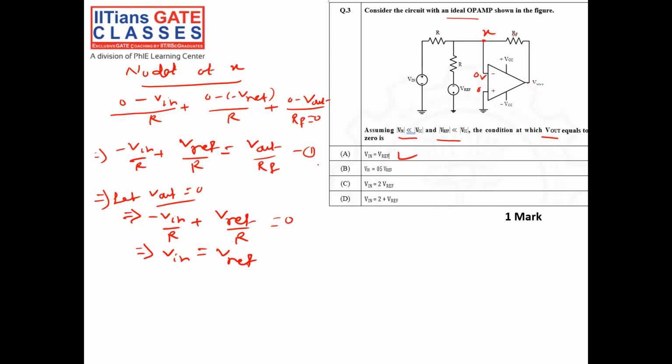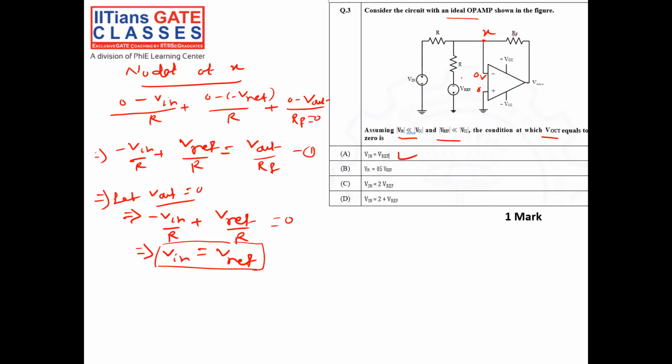See guys, this is the solution. You will get 1 mark. Without doing all this mathematics also, you can know the answer. How? From V in to V out, I have R and RF. Again, from V ref to V in, I have R and RF. So the circuit is symmetric with respect to the two sources. One is connected positively, another is connected negatively.